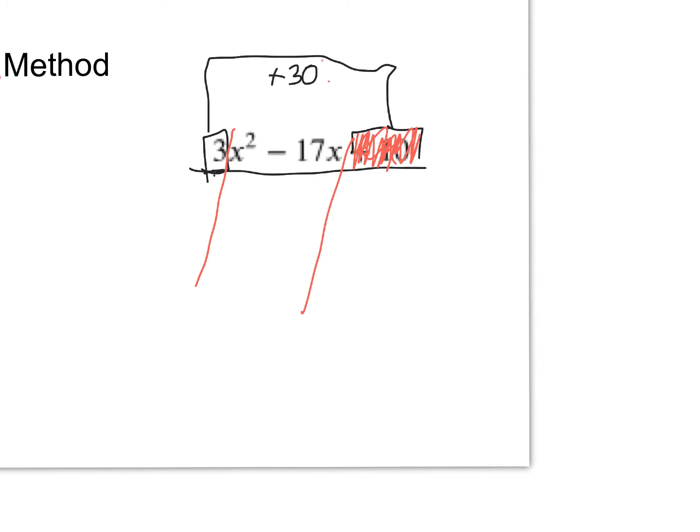Up here is my product. We can do our mini PS2. Product is positive 30. My sum is right here, the sum, negative 17. So my two numbers that multiply to 30 but add to 17 are going to be 15 and 2. But don't forget, I need a negative 17, so they're both negative.